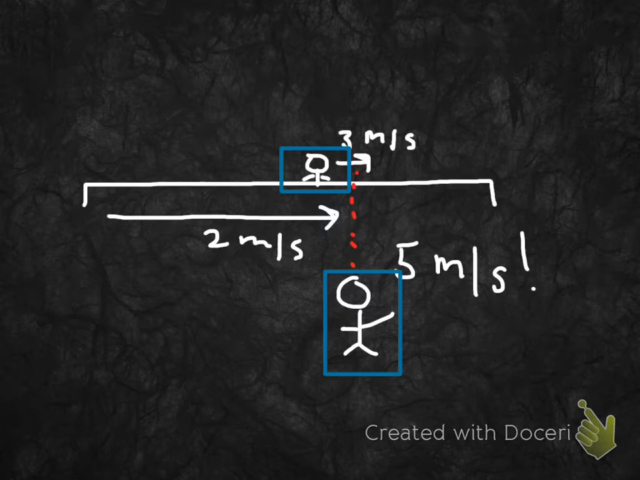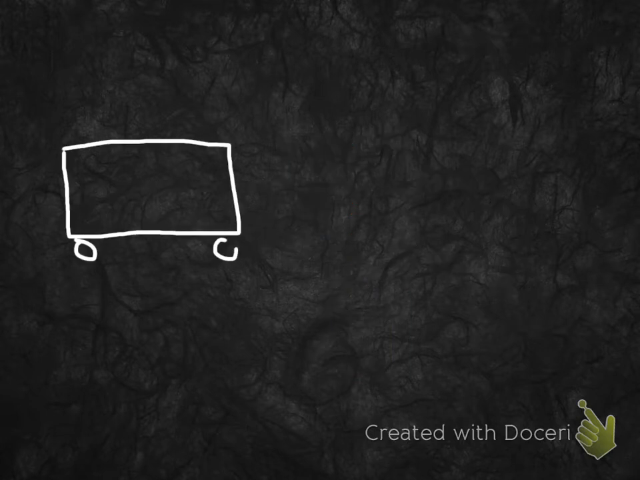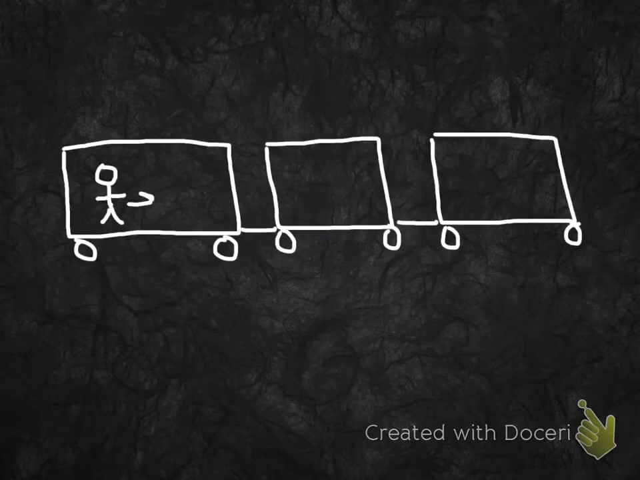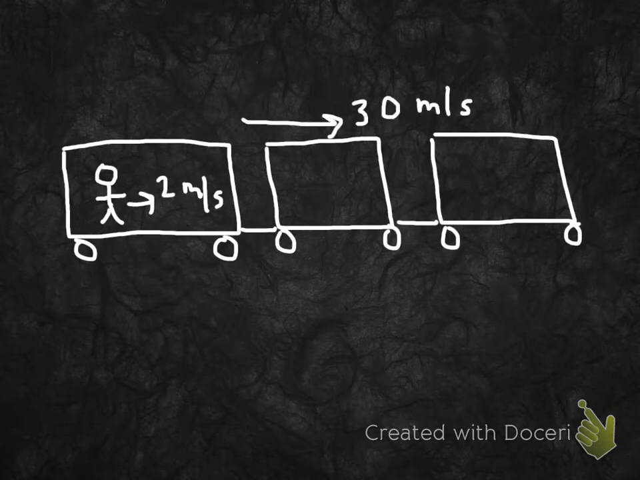Now for our next example, imagine a train. You're riding this train, and you decide to take a little walk up the aisle of the train, so you're walking along at 2 meters per second. However, the train is rolling along at 30 meters per second. Now you're inside the train, you don't really notice the motion of the train. To you, you're just walking 2 meters per second through the train car.